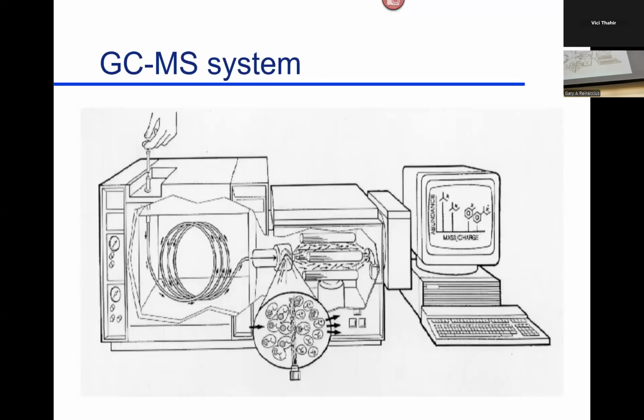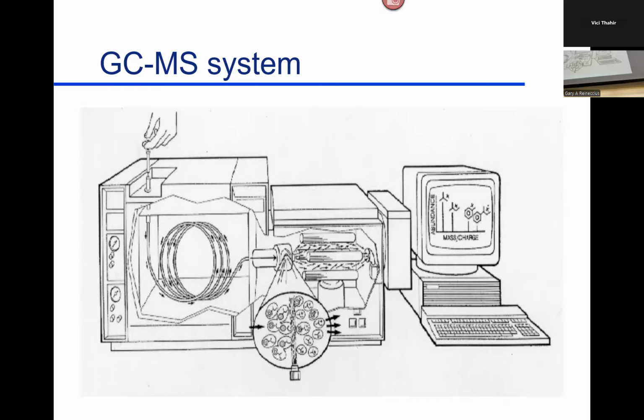Although she probably wouldn't like to see that column. It's kind of a big column. She'd like to see that tiny, tiny column. It's 30 meters long. It's wound up over here. Looks kind of simple.